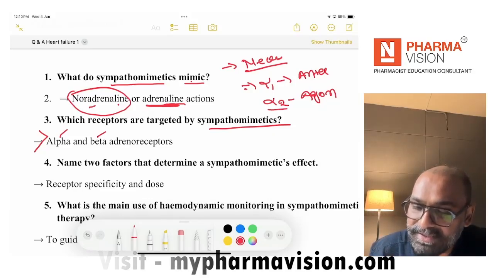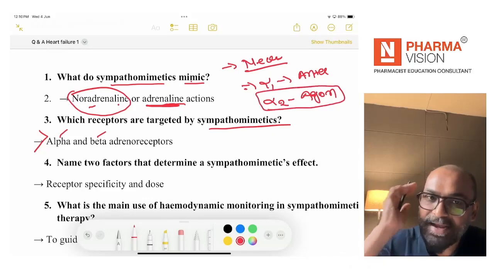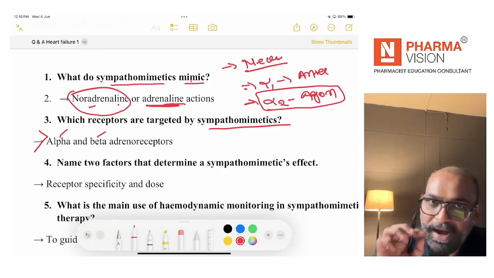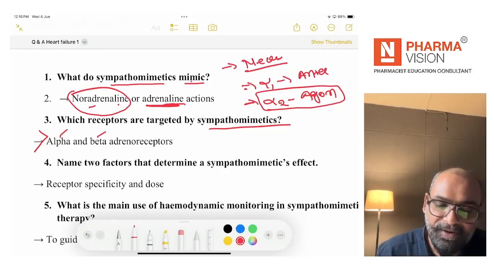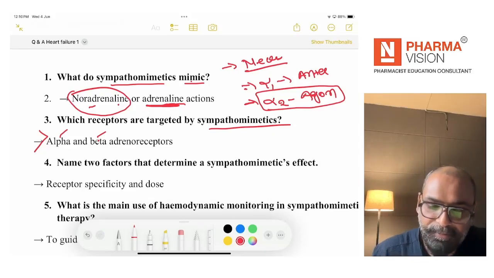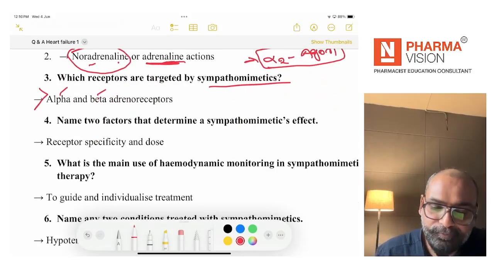Why? Because this alpha 2 receptor is in the central nervous system and shuts down the entire system. That is called the negative feedback mechanism, and that is the part you must remember. Beta 1 and beta 2 receptors: beta 1 is cardiac, beta 2 is mainly lungs and peripheral blood vessels.